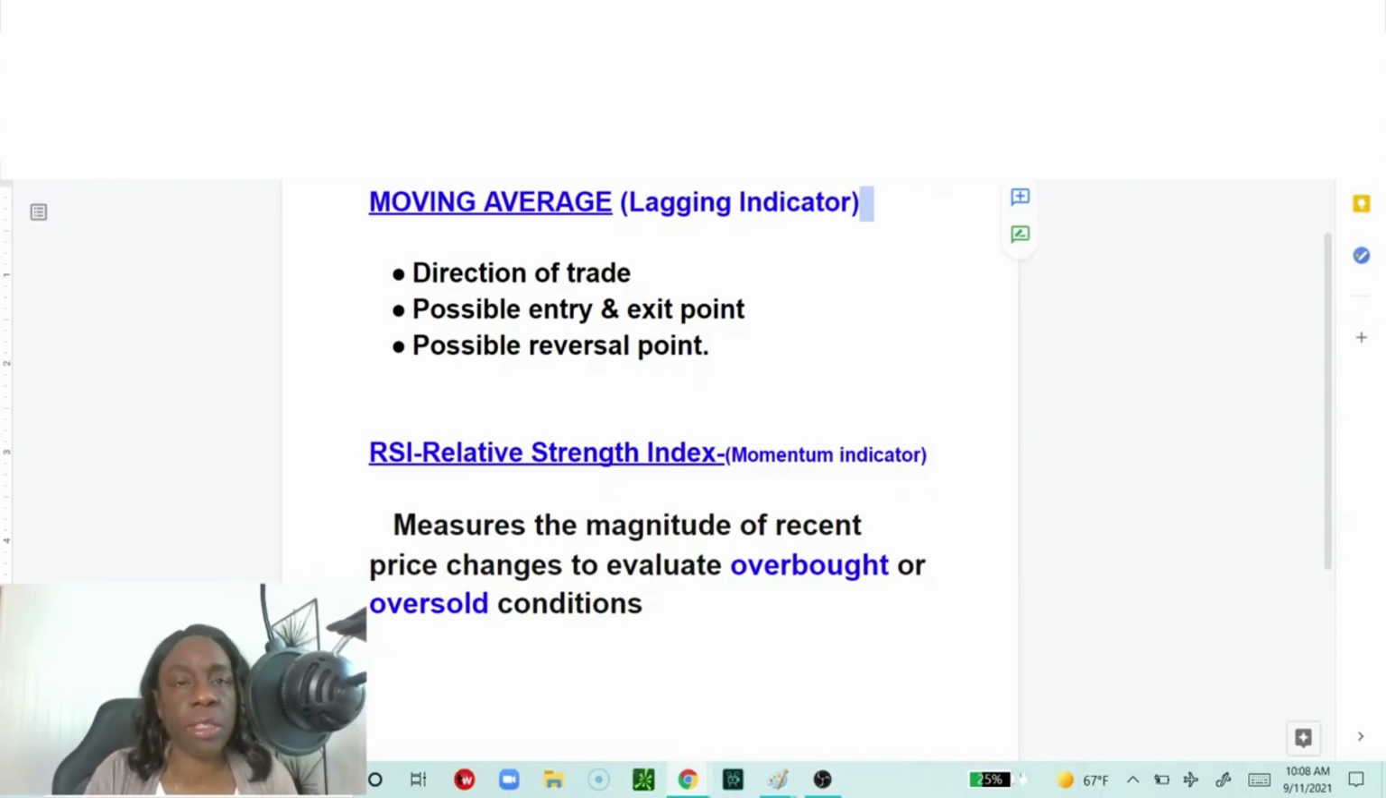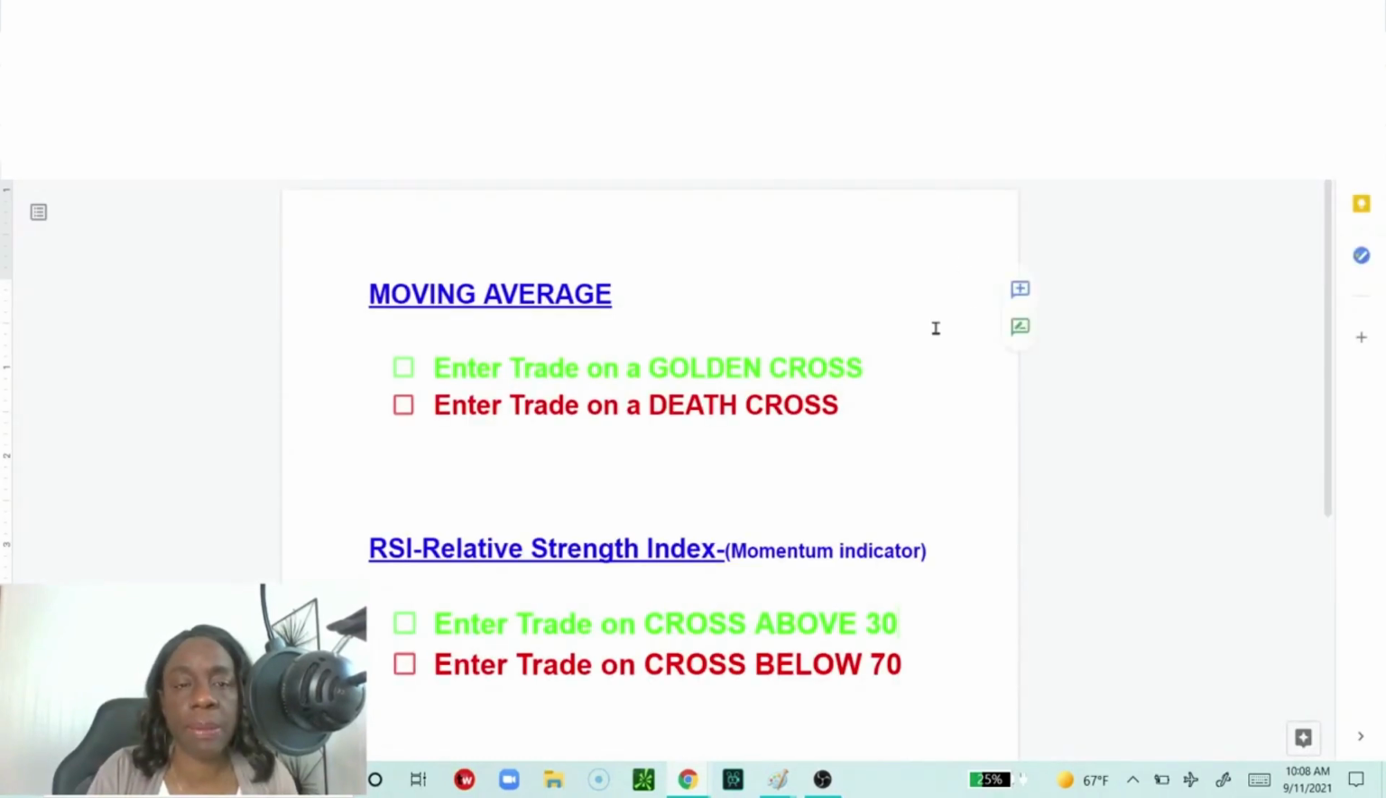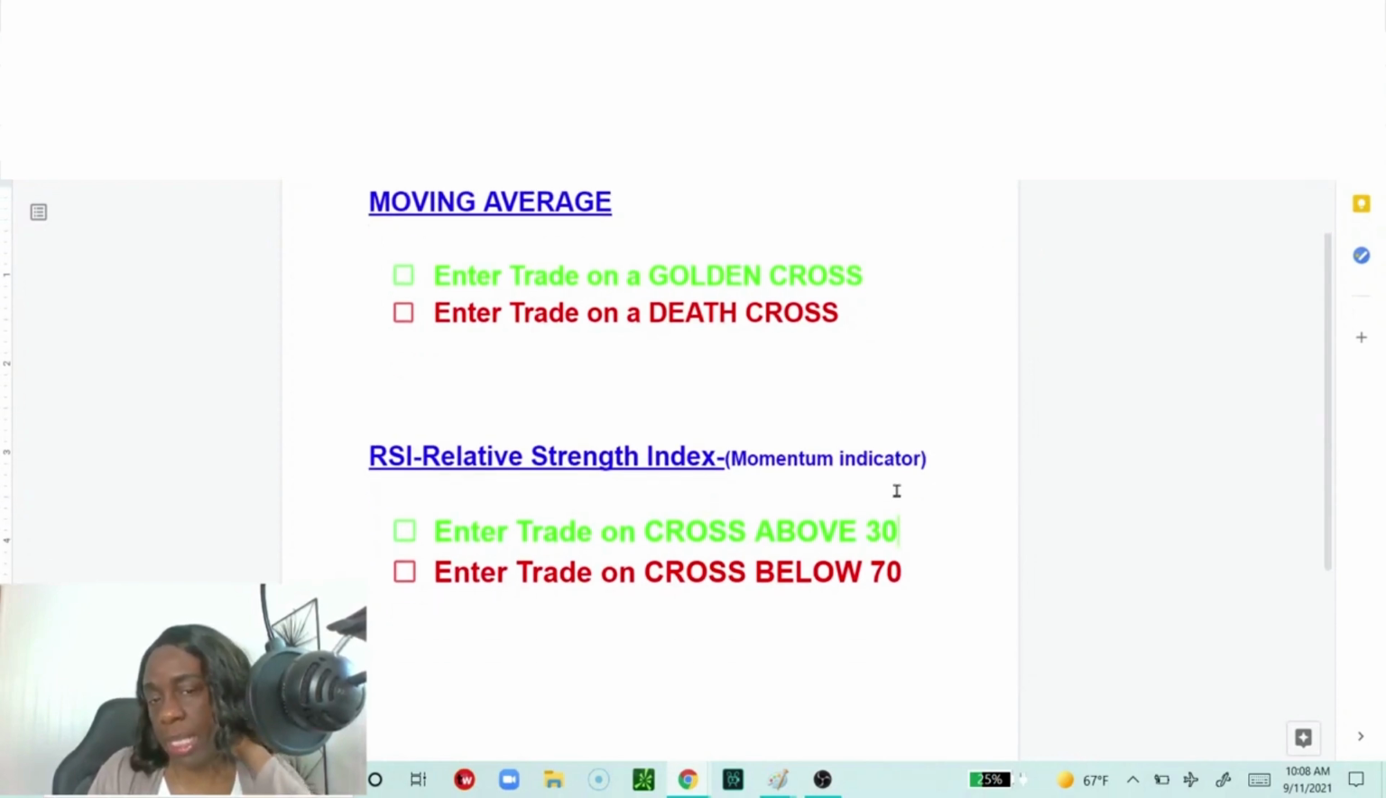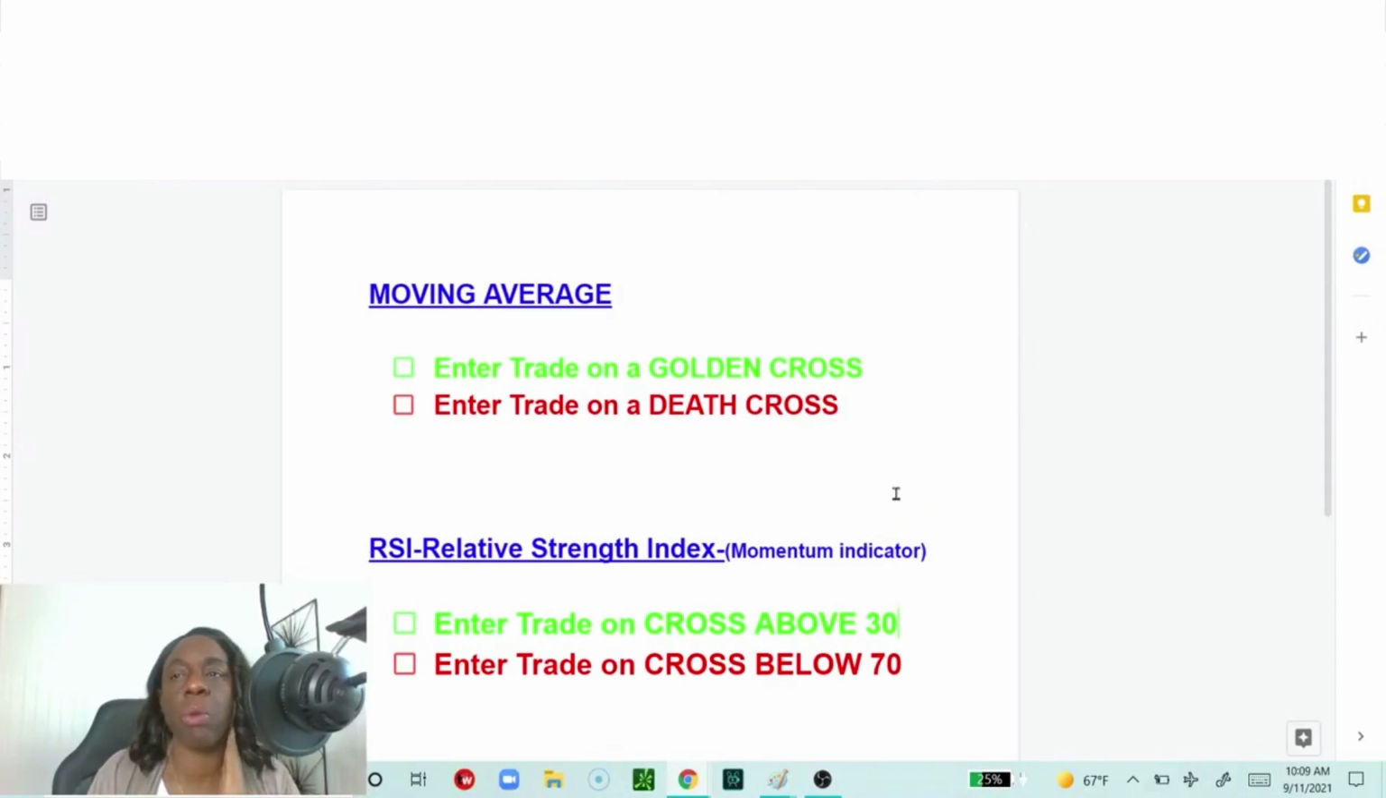So that's my first slide, second slide, third slide. So the moving average, and I've put some colors in here. So when we see green, we're talking about going long. And when we see red, it's about going short. So the moving average, all in all, yes, it shows you the trend. It also can inform you of entry and exit points. So you want to enter into a long position when you have a cross.